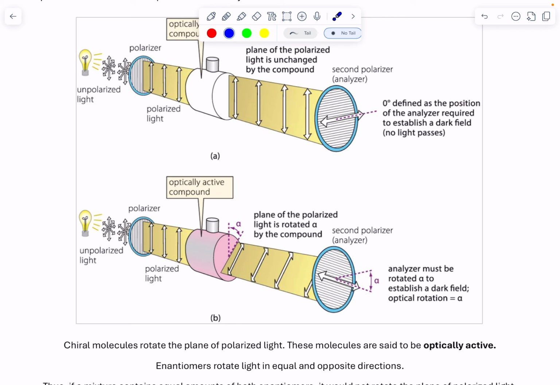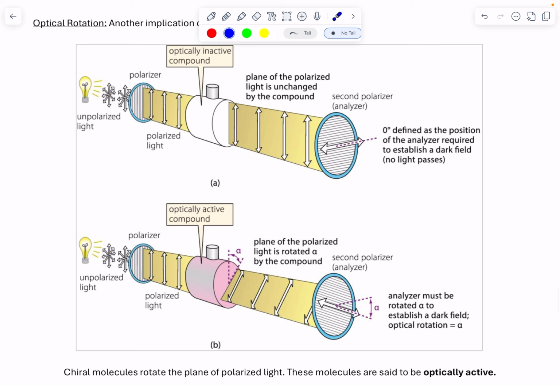If you have enantiomers, so mirror images, they rotate light to the same degree. So this degree here would be the same, but it would be in opposite directions. So if you have one enantiomer and pass it through this whole setup here, you'd have the light rotated in, let's say, just to the right a certain degree. Take the other enantiomer to put in this chamber, it would rotate light to the left, but to the same degree.